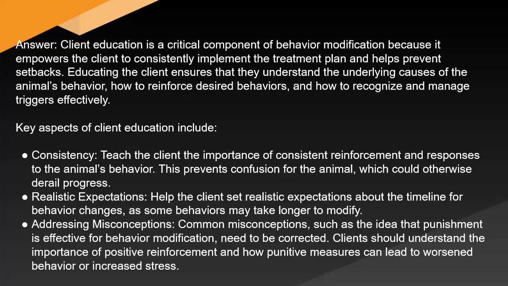Key aspects of client education include consistency. Teach the client the importance of consistent reinforcement and responses to the animal's behavior. This prevents confusion for the animal, which can otherwise derail progress. Realistic expectations: help the client set realistic expectations about the timeline for behavior changes, as some behaviors may take longer to modify. Addressing misconceptions: common misconceptions, such as the idea that punishment is effective for behavior modification, need to be corrected. Clients should understand the importance of positive reinforcement and how punitive measures can lead to worsened behavior or increased stress.